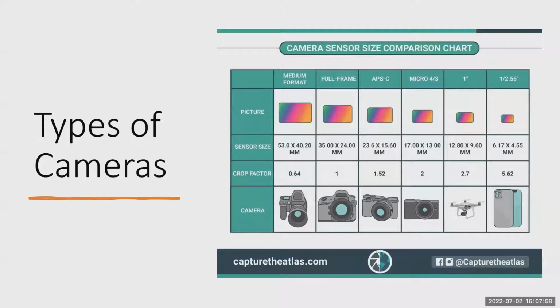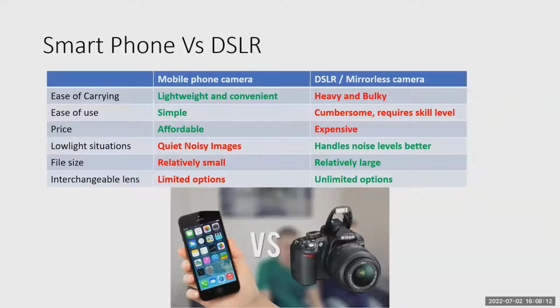So it is very critical to understand that your mobile phone camera's sensor size is very small, because of which it affects the photography in a very specific way, which we are going to see in the next slide. Mobile phone cameras, as you are all very well aware, are very lightweight, convenient and simple. Unless you are going for a very high-end smartphone camera, they are very affordable.